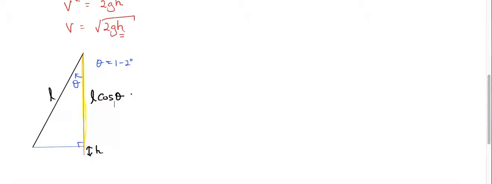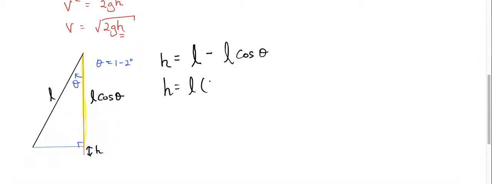Right? L cos theta, if you look at this triangle. And hence, my height, h, is equal to the length minus the length times cos theta. The whole length, subtract this length, so I'll get the height. So if I were to factorize it, cos theta, and it seems like it's working now.